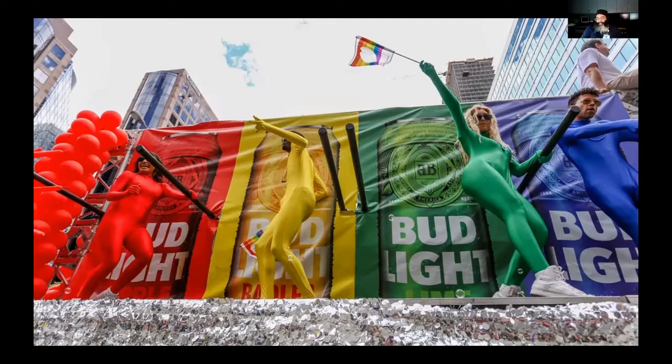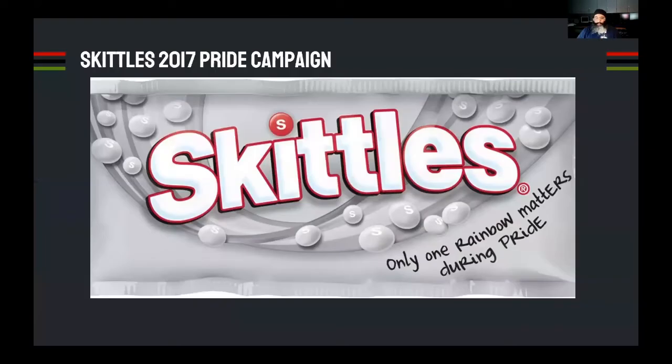So here we have Bud Light, which might not be the most appropriate sponsor to be waving in everyone's face when alcoholism affects the LGBTQ populations at higher rates than other populations. Now, this was Skittles' Pride campaign in 2017, which was, for the most part, strongly criticized, right? Skittles saying only one rainbow matters during Pride, which is a true statement. But in the end, they took all the color off their packages. And people were arguing, Skittles, you're making it about yourself, right? There's no empathy there, just this sympathetic response. It's empty, it's hollow, it does nothing for the greater community.